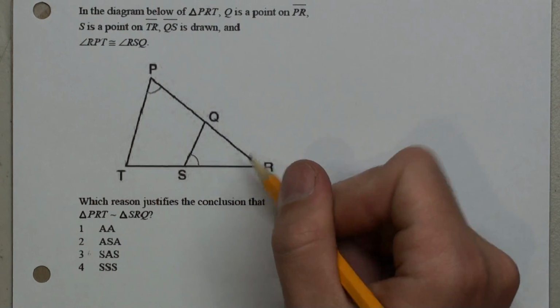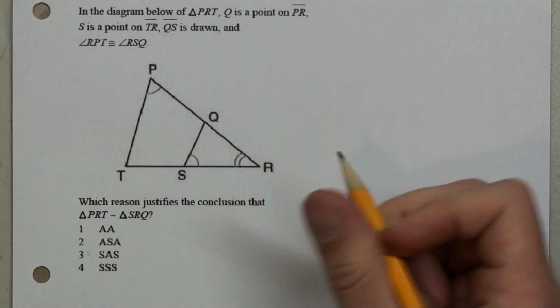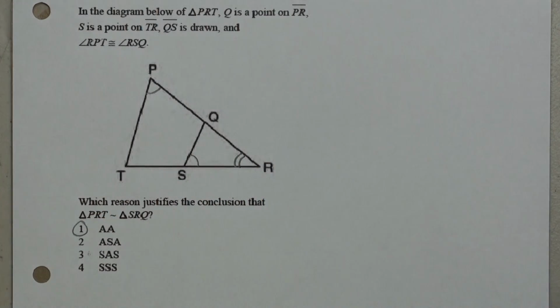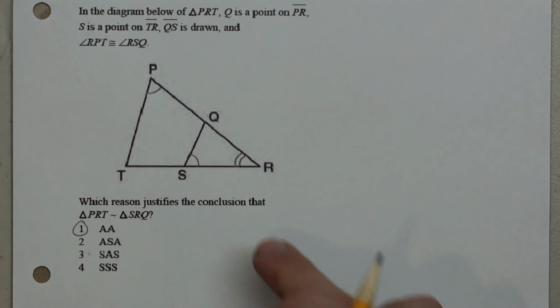Okay, well they both share angle R, so we would do angle, angle. That would be choice 1. Just by the reflexive property, they both share angle R, right? So it's congruent to itself.